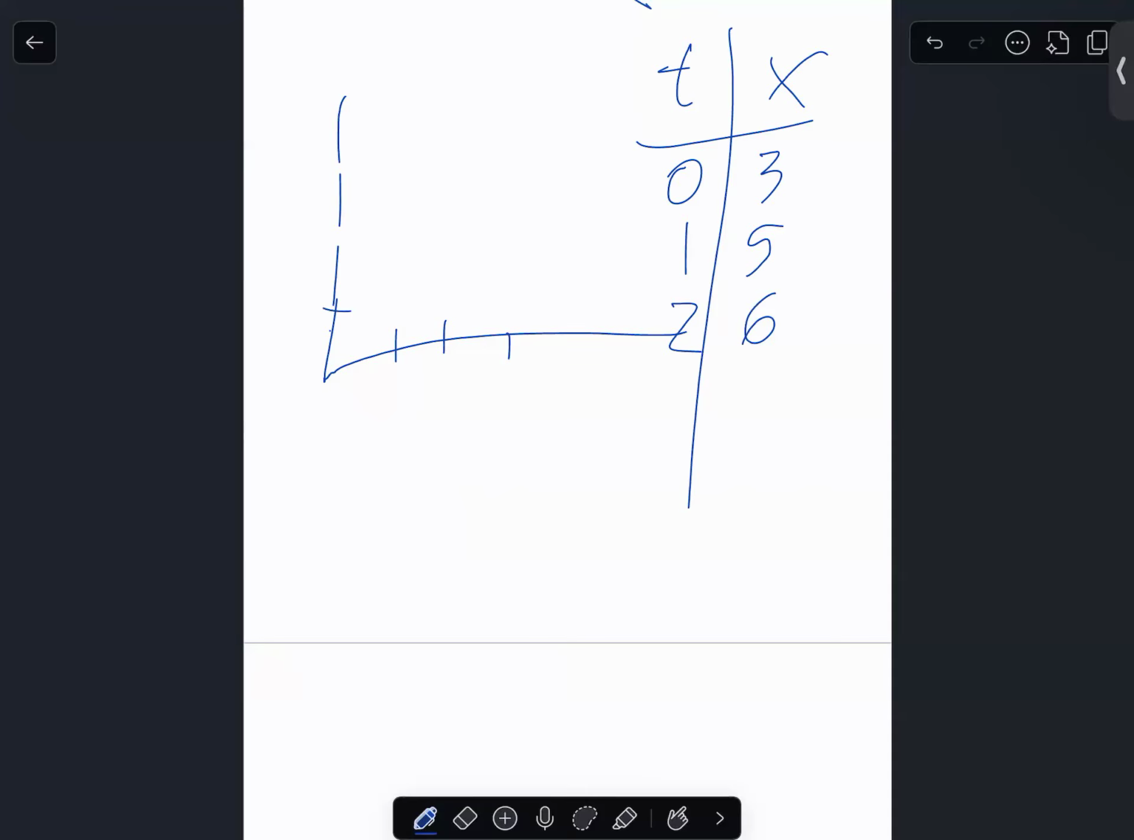graph for me the velocity versus time graph. What does that look like? Kyle, one more. 6.5.